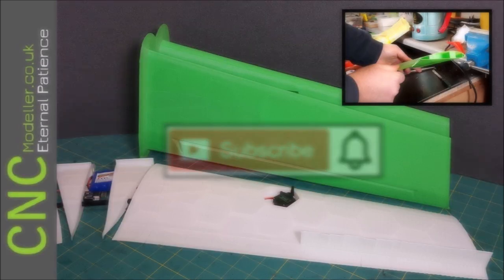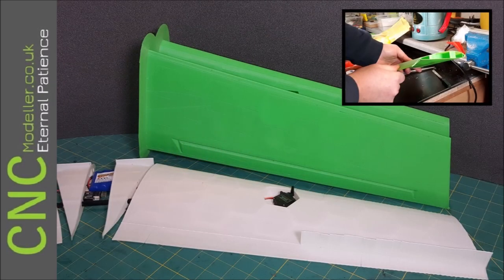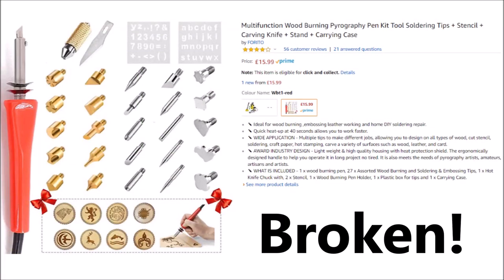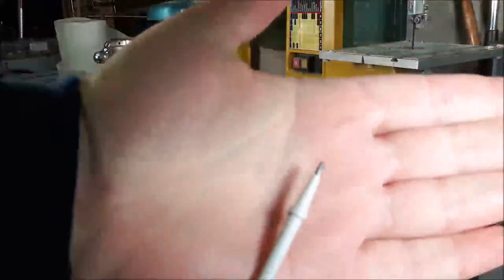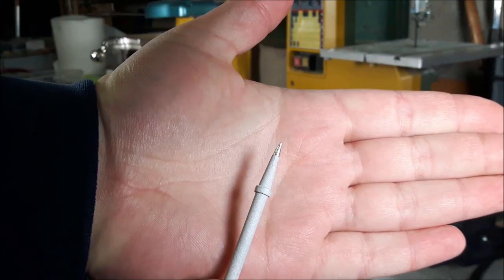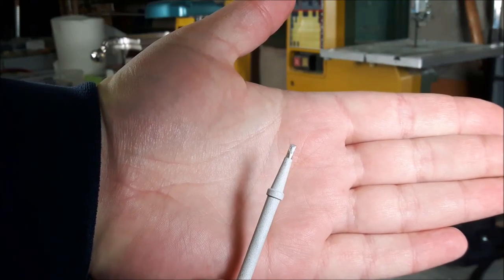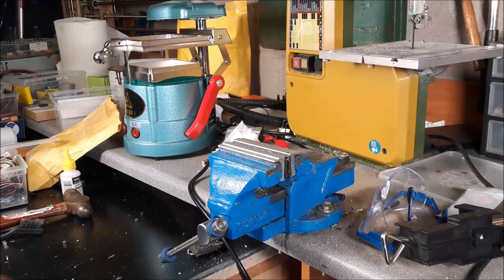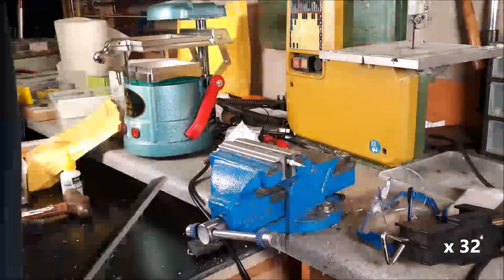So what are we trying to do? Well, I need to cut out the ailerons and separate the parts, but unfortunately, I bought one of these and it's broken, basically. So I need to make a hot knife for myself. What I've done is I bought some extra tips for a soldering iron, but the cutting edge on that, really a pseudo cutting edge, isn't really good enough.